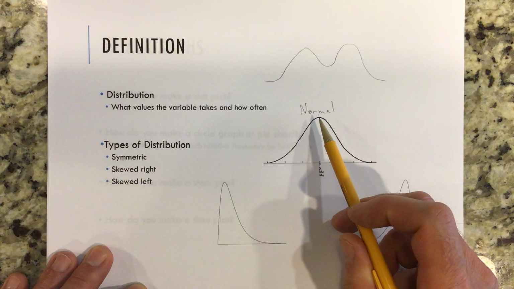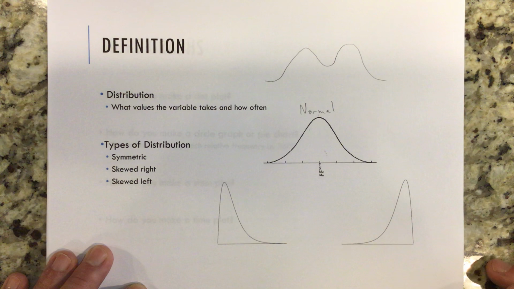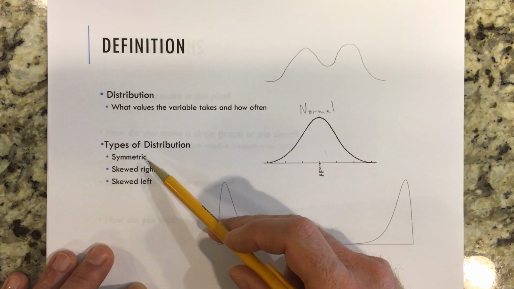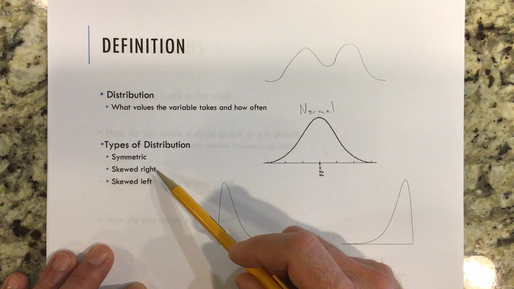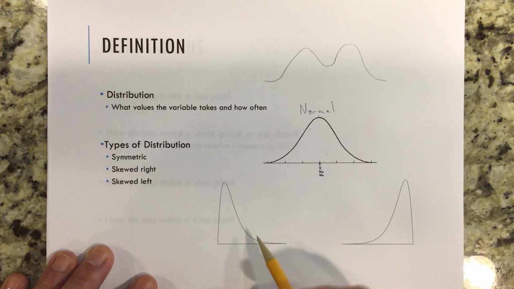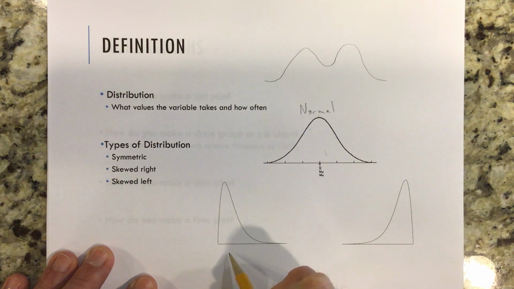Only say normal when you have normal. When you have something else that's symmetrical, say symmetric. And we'll learn some other typical types of symmetric graphs in future lessons, like bimodal, uniform, etc. Okay, now if you don't have something that's symmetric, then you have either a skewed right or skewed left distribution. Okay, so this guy right here, this is skewed right.